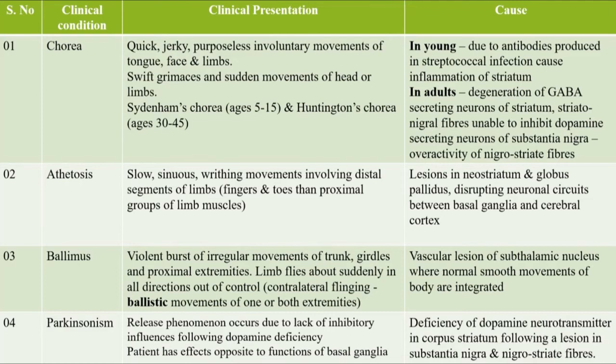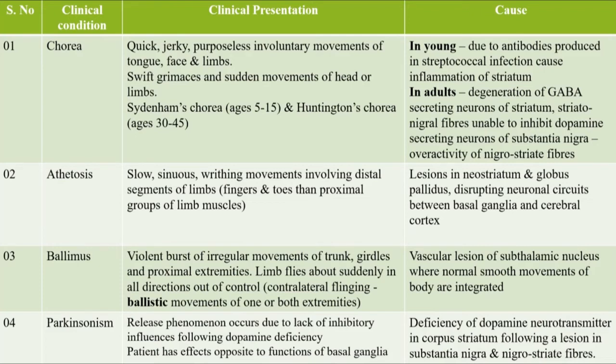In athetosis, there is slow, sinuous writhing movements involving distal segments of limbs, fingers and toes, and proximal groups of limb muscles. The cause could be lesions in neostriatum and globus pallidus, disrupting neuronal circuits between basal ganglia and cerebral cortex. Balismus is a violent burst of irregular movements of trunk, girdles, and proximal extremities. The limb flies about suddenly in all directions out of control. There's contralateral flinging, ballistic movements of one or both extremities. The limb will move about violently everywhere and hit somewhere. The reason being vascular lesion of subthalamic nucleus, where normal smooth movements of body are integrated.